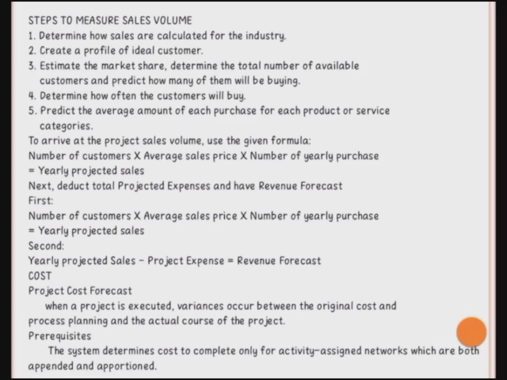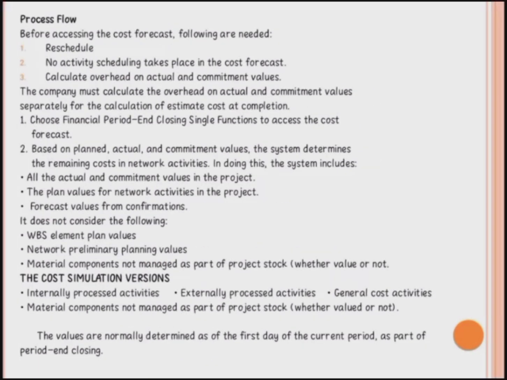Prerequisites. The system determines cost to complete only for activity-assigned networks which are both appended and apportioned. Process flow. Before accessing the cost forecast, the following are needed. Reschedule. No activity scheduling takes place in the cost forecast. It must be rescheduled first so that the calculation of the cost to complete takes account of the changed dates.